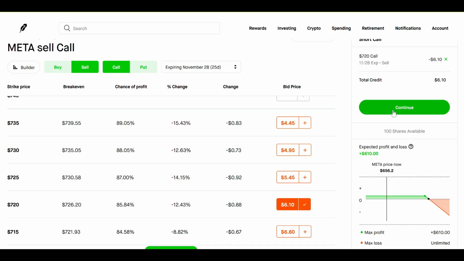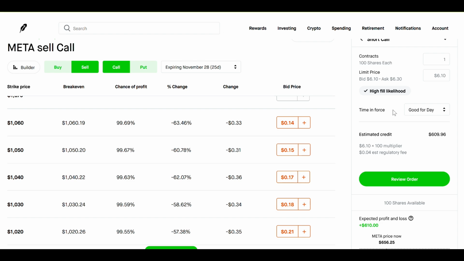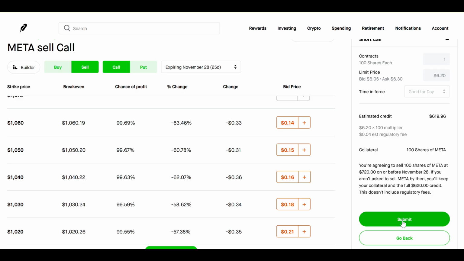So I'm going to click continue here, and then usually in the bid and ask spread, I like to go approximately in between. The bid and ask is the range, the price that this option is currently being bought and sold for. Right now it's between 605 and 630. So I'm going to go for 620, and I'm going to sell one contract, review the order, and submit.